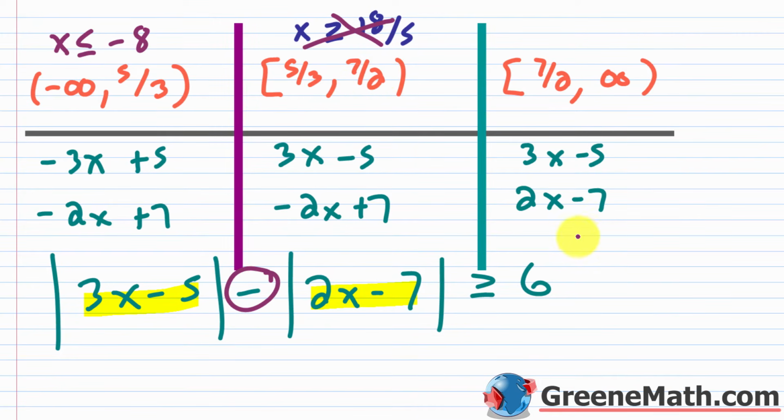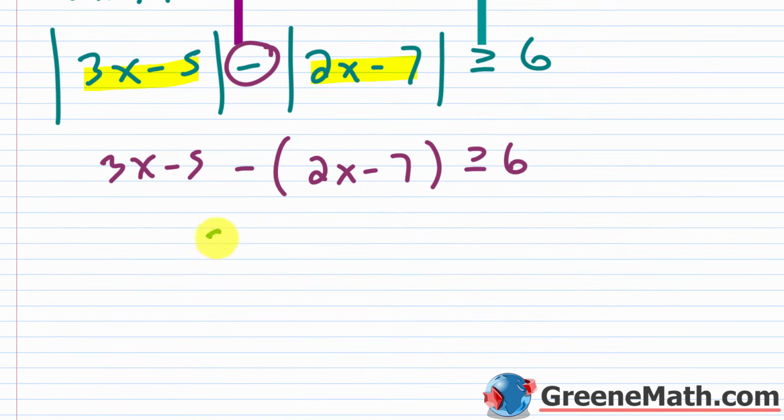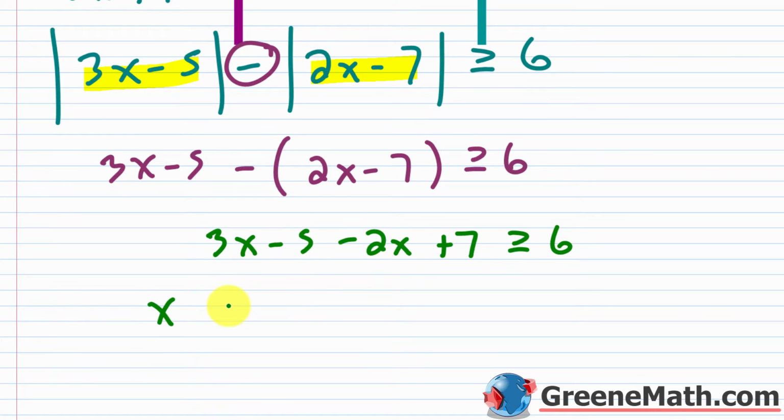Okay, let's look at this interval here. So in this case, we could just drop the absolute value bars. But again, you have to be really careful with that minus sign. So let's say this is 3x minus 5, and then minus the quantity 2x minus 7, and this is greater than or equal to 6. So we'll have 3x minus 5, and then you'll have minus 2x, and then plus 7, and this is greater than or equal to 6. So here, 3x minus 2x would be x. Negative 5 plus 7 is going to be 2. So let's put plus 2. This is greater than or equal to 6.